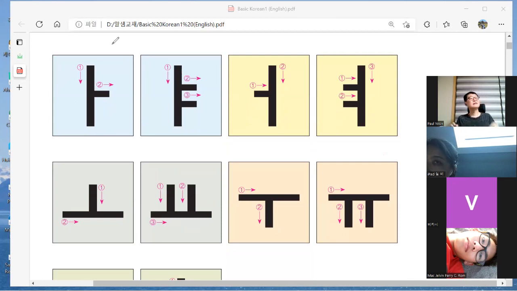And now let's practice how to write. Just the basic rules of how to write Korean letters, just two: from up to down, and from left to right. Let's practice together. One, two.